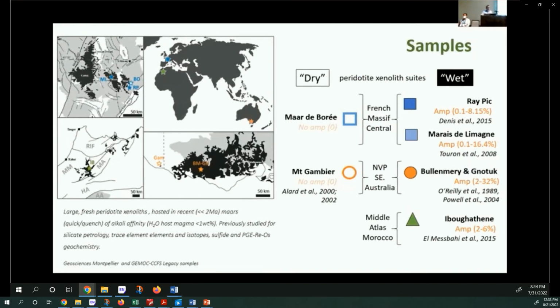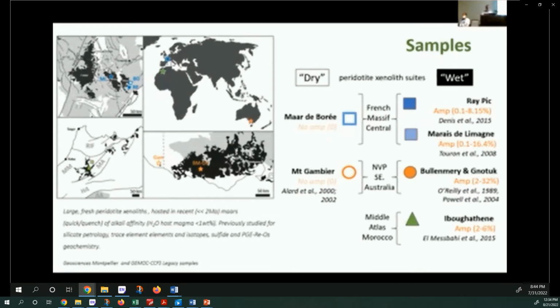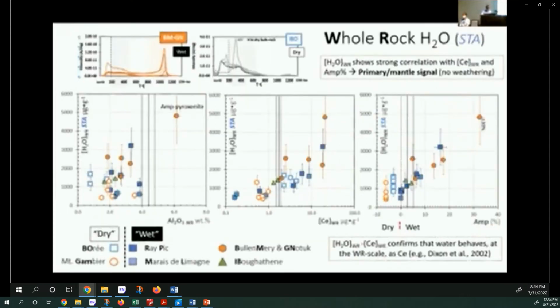So the samples are basically large, fresh xenoliths hosted in alkali basalt from worldwide areas, and we define a wet suite which contains amphibole, and of course a dry suite which does not show any amphibole. Otherwise, these samples have the fertility range and the metasomatic characteristics that have been described for all the subcontinental lithospheric mantle worldwide. Okay, so what do we see?